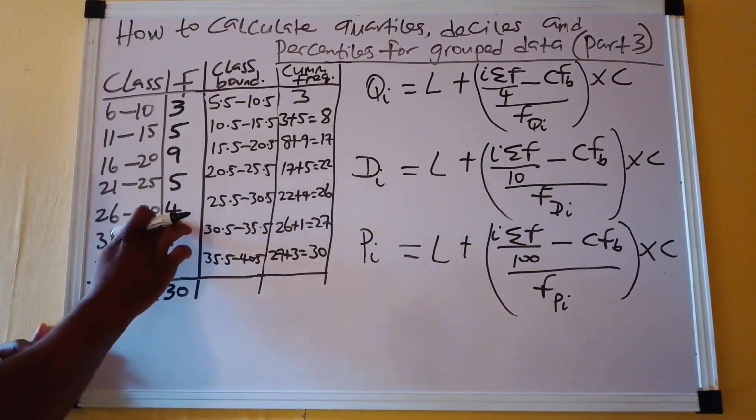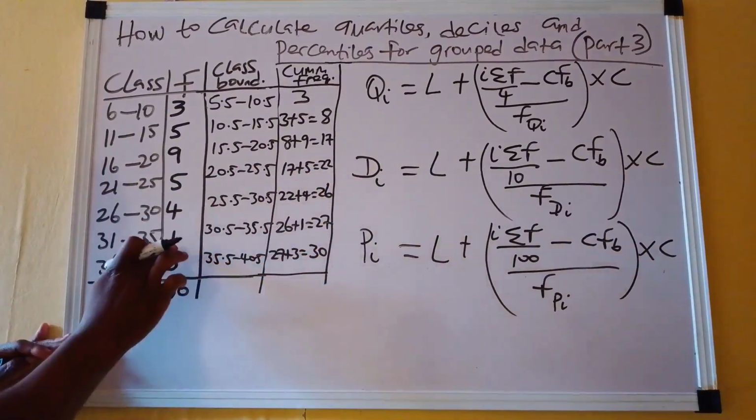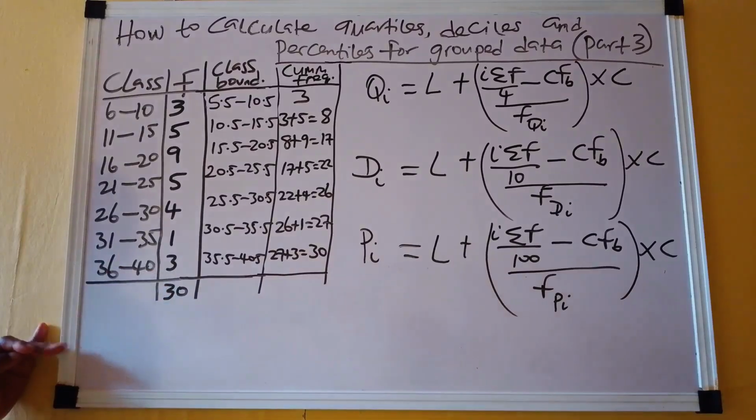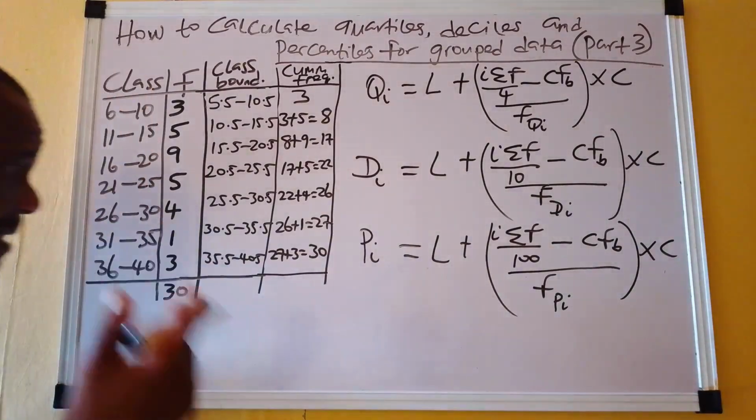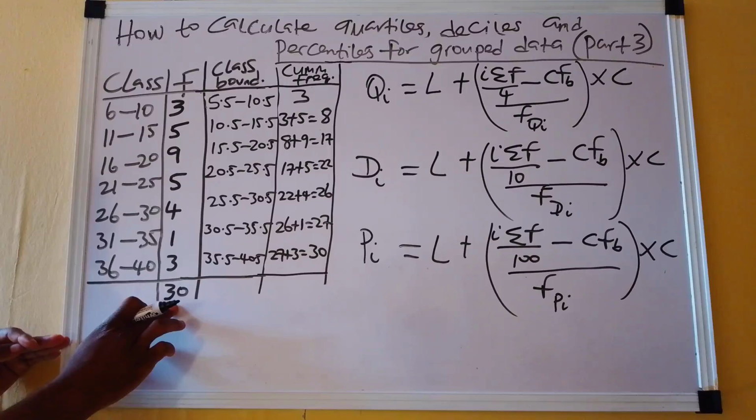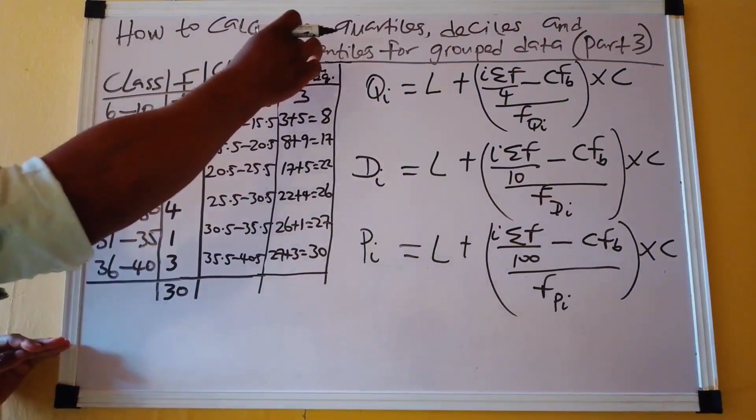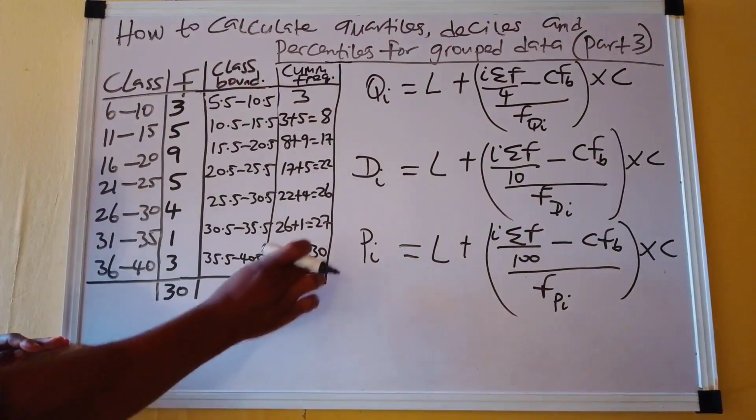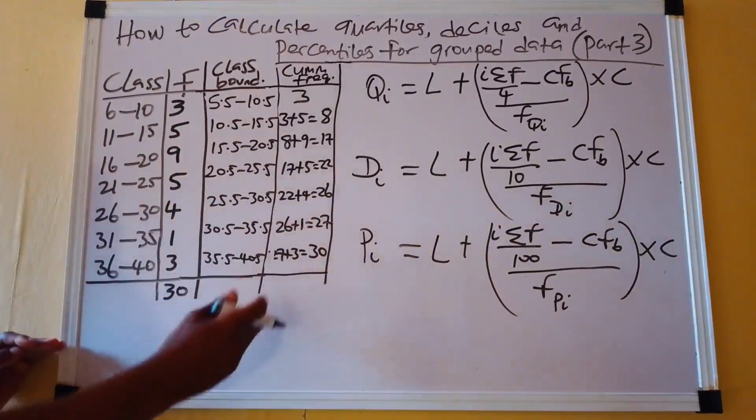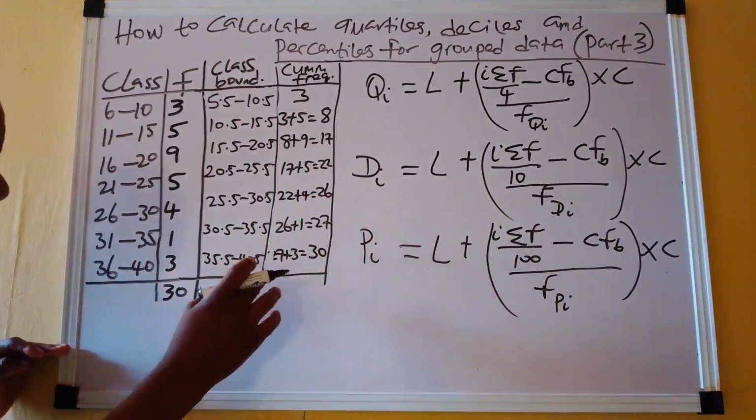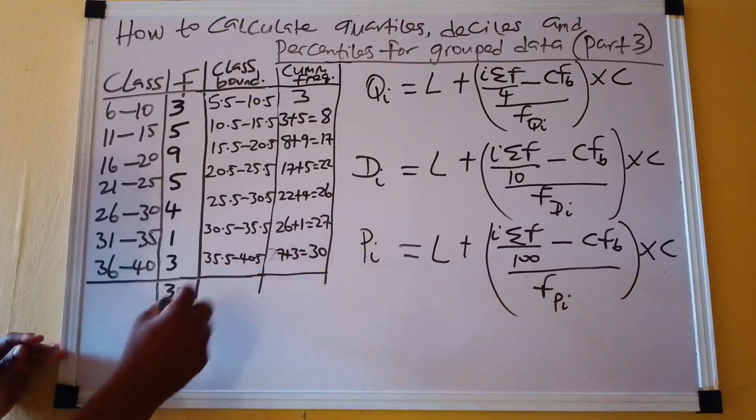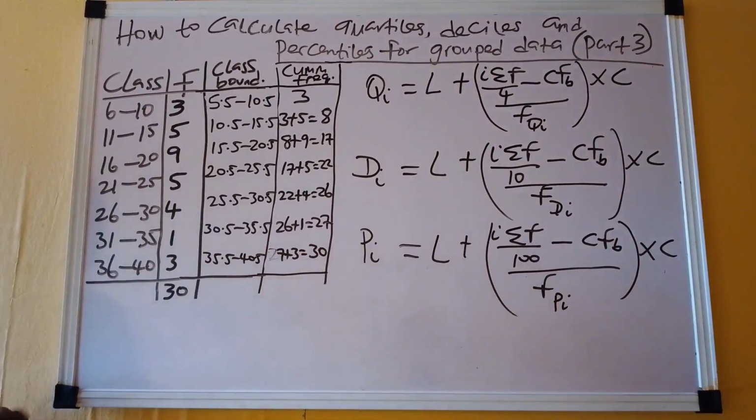You add 22 to the next one. 22 plus 4 is 26. You add 26 to the next one. 26 plus 1 is 27. You add 27 to the next one. Then 27 plus 3 is 30. Now, there must be a balance. You see the sum of the frequencies is 30, and when you have done the cumulative frequency, you will arrive at 30. If they are not equal, it means something is definitely wrong with your calculation.